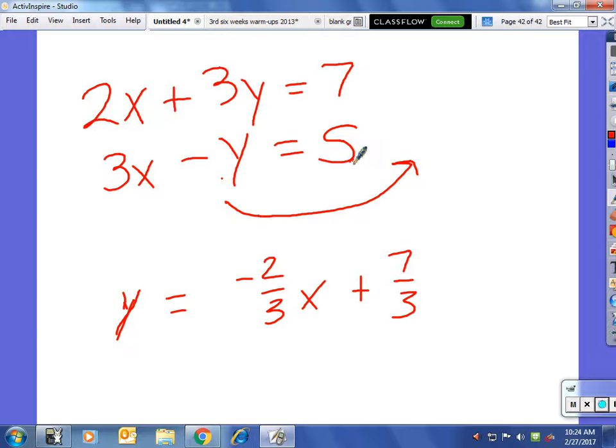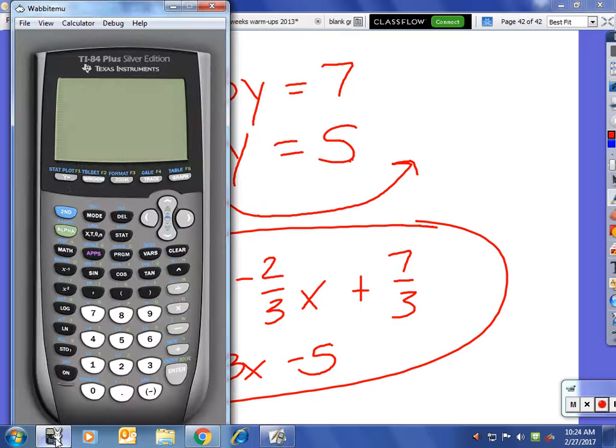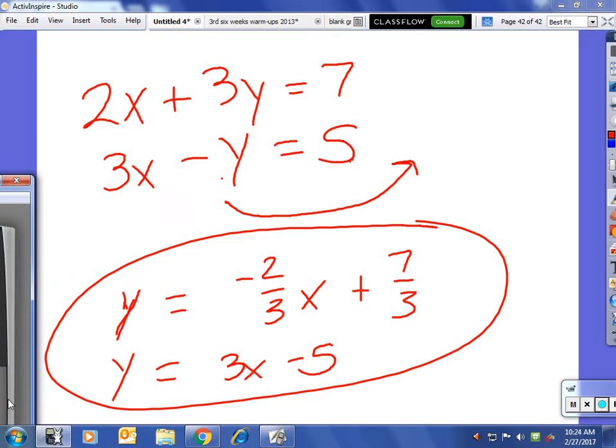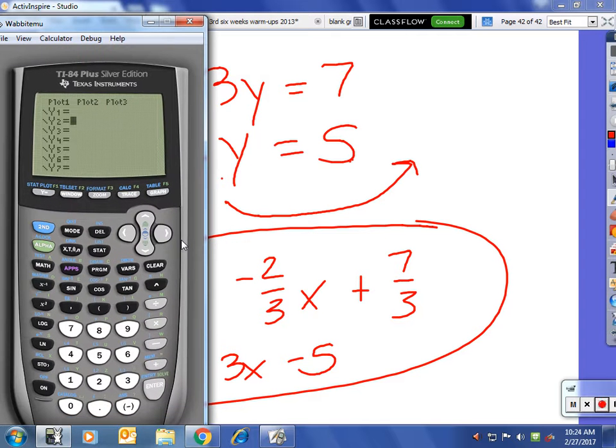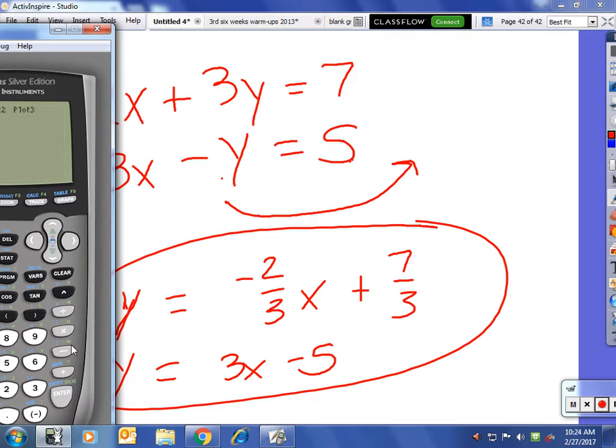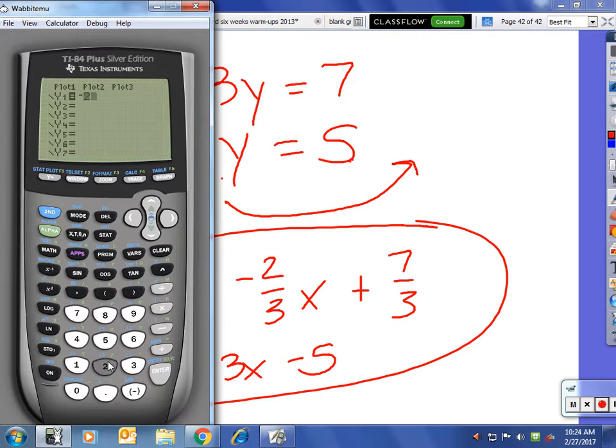So that one would become y equals 3x, then what? Y equals 3x minus 5. Alright, put those in your calculator. See where they intersect. Before I even put them in, are they going to intersect? They have to. How do I know they have to? Because they don't have the same slope. If they had the same slope, they wouldn't intersect.